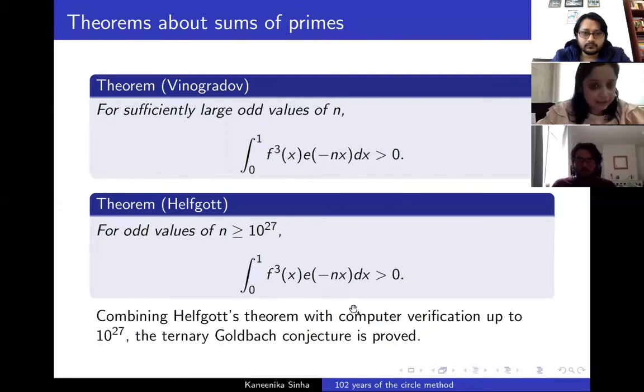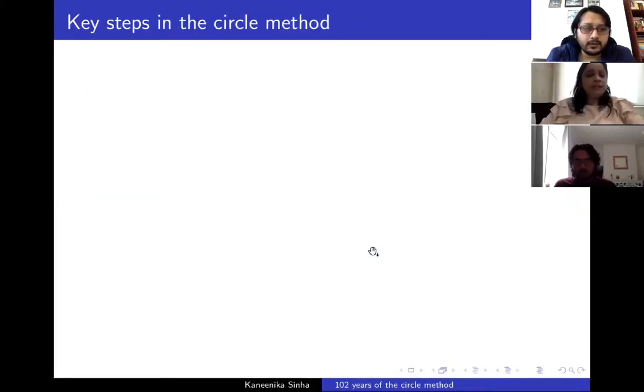So the method that Harold Helfgott uses first relates to reducing the ternary Goldbach conjecture to an integral, behind the circle method. Now some key steps in the circle method.